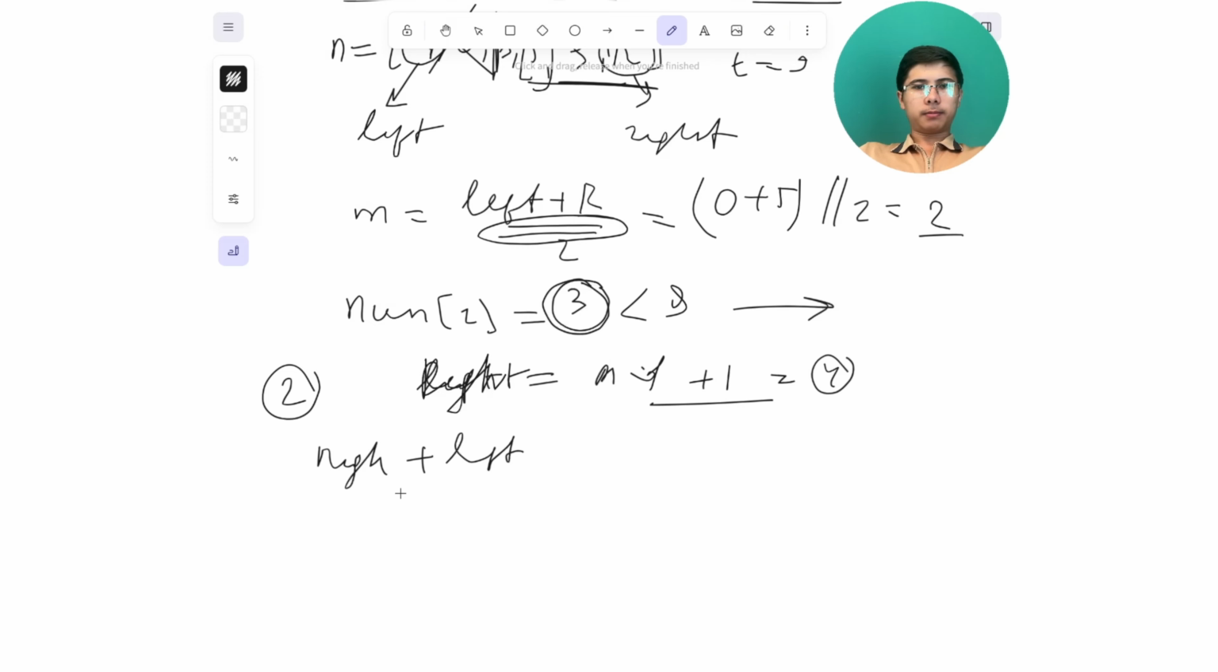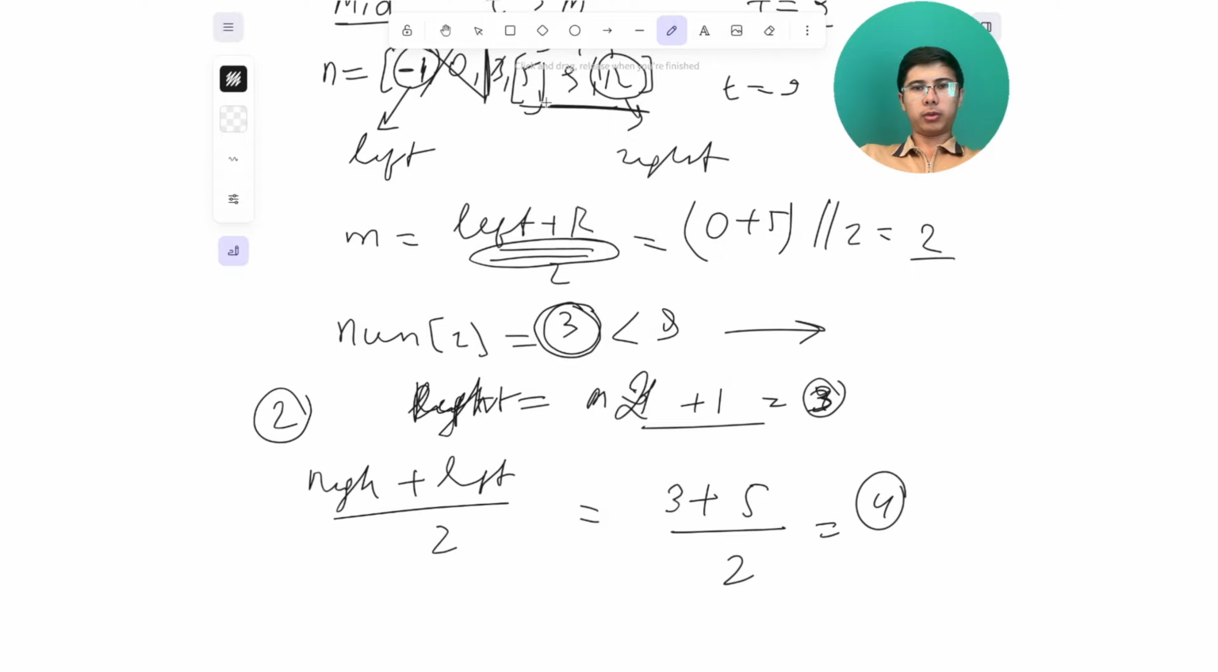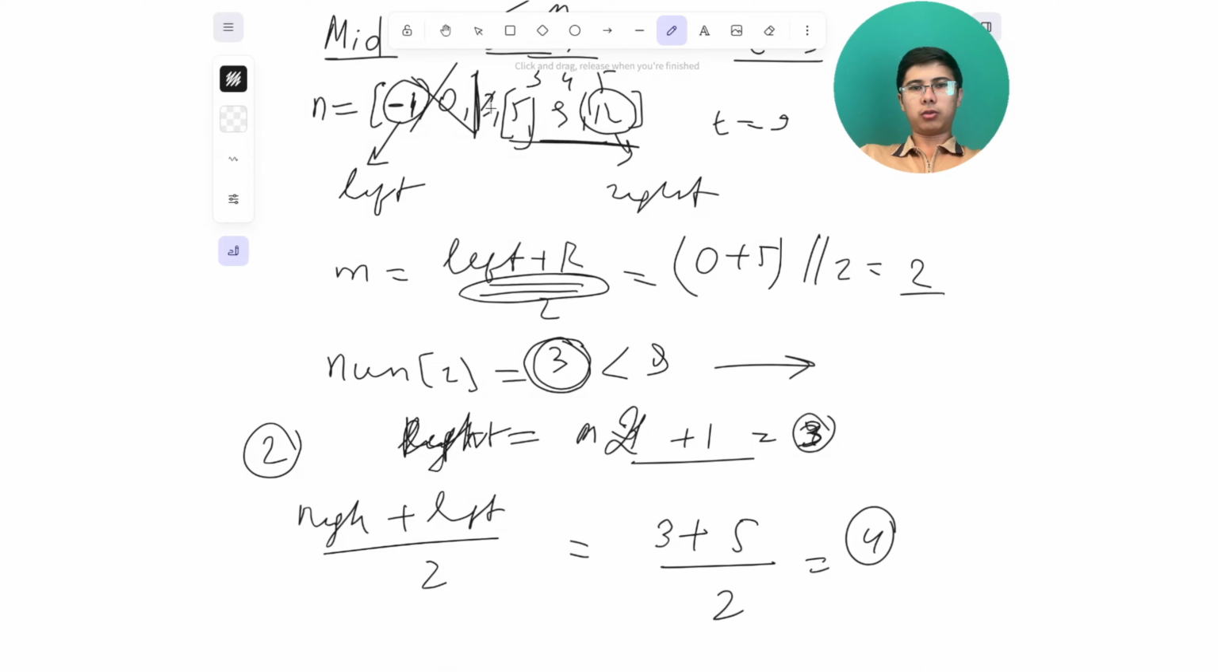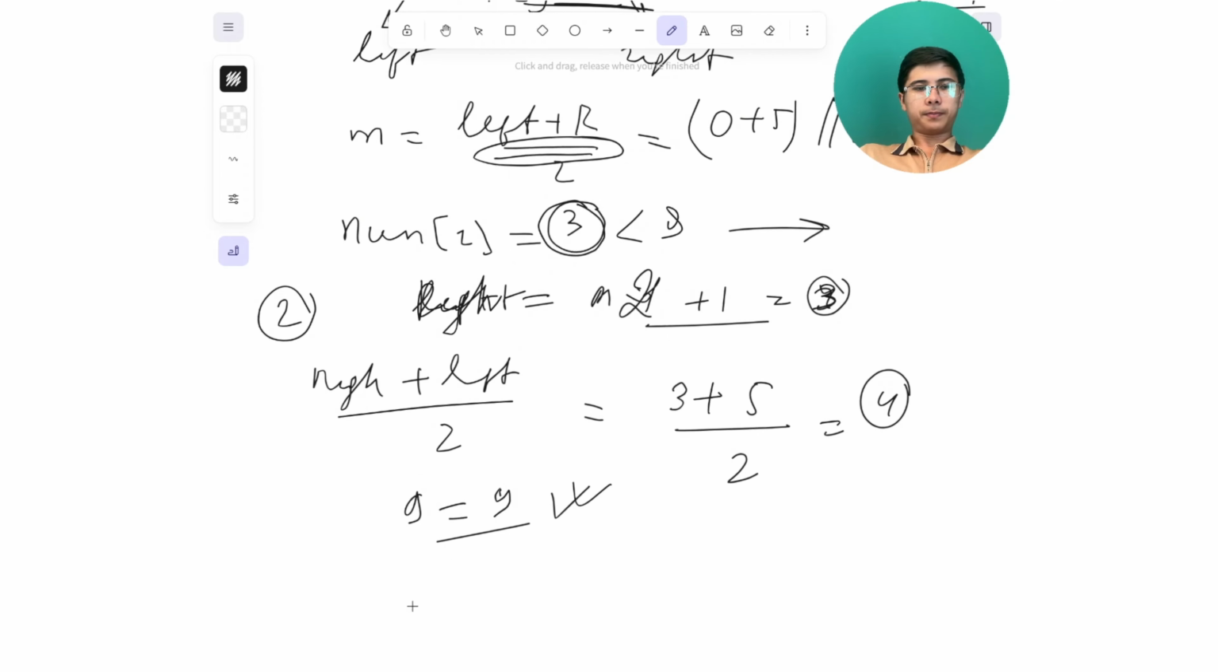Then we compute the middle again: left plus right divided by 2. Left is 3 and right is 5, so 3 plus 5 divided by 2 equals 4. We check the element at the fourth index, which is 9. Is it exactly equal to the target 9? Yes. We stop the loop here, this is the second iteration, and return that middle element's index.